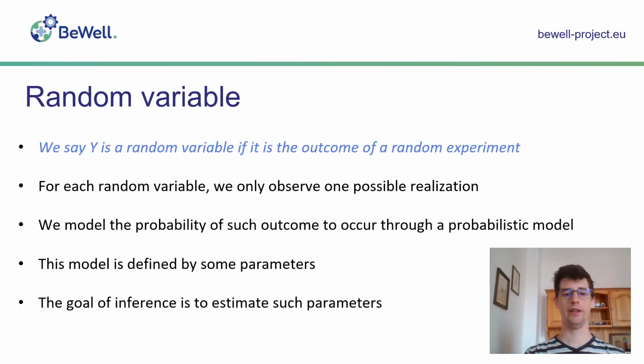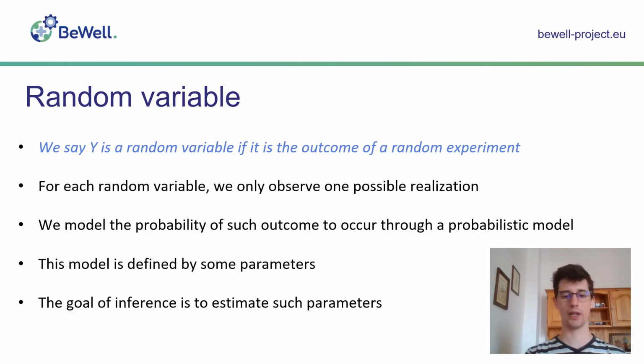First, let's introduce the concept of random variable. We say that y is a random variable if it is the outcome of a random experiment. For example, y may be the blood pressure, taking into account the fact that, due to technical limitations, it will always be measured affected by some level of noise. That is why, measuring it several times, we obtain different values.